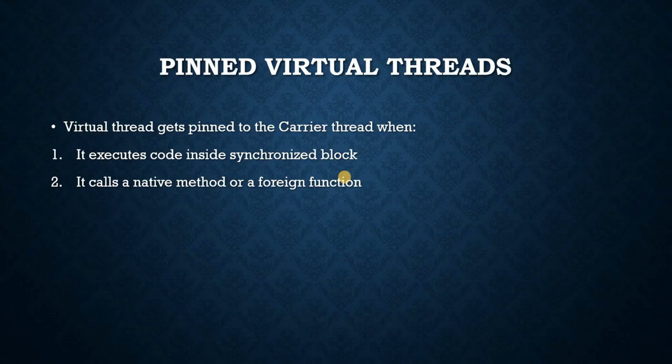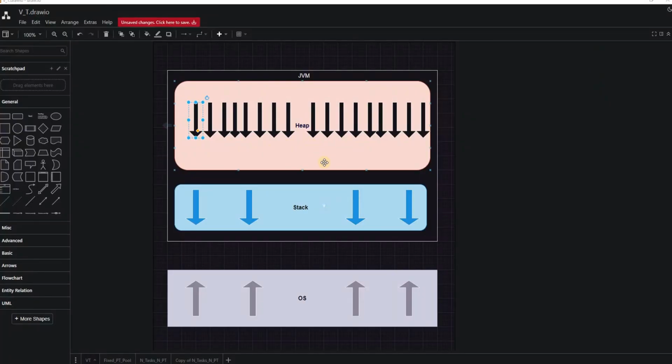So let's see that. A virtual thread gets pinned onto the carrier thread or the platform thread when it executes any code inside a synchronized block of code, or it calls any native method or a foreign function. Suppose we have a blocking operation in a task, and we put that blocking operation inside a synchronized block of code. And for such tasks we create multiple virtual threads, right?